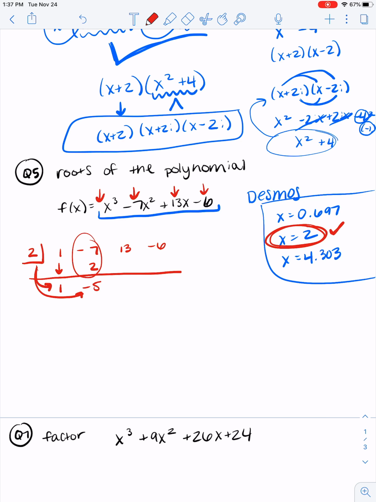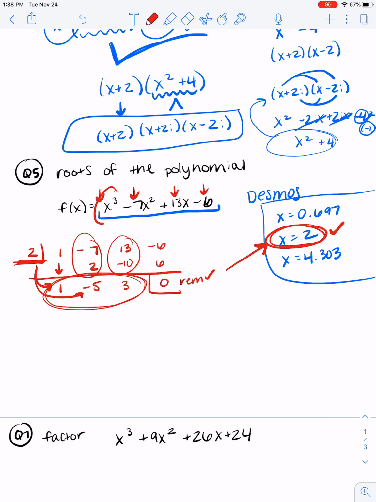Multiply 2 times -5 is -10. Add my numbers down, I get 3. 2 times 3 is 6. Add my numbers down, and this last number is our remainder, which is good. We know that it's a solution, so it should not have a remainder, which proves to us that it's a solution. What I'm going to do next is write this. These are the coefficients of what's left over after I factor out a root of 2, or a factor of x minus 2, okay?